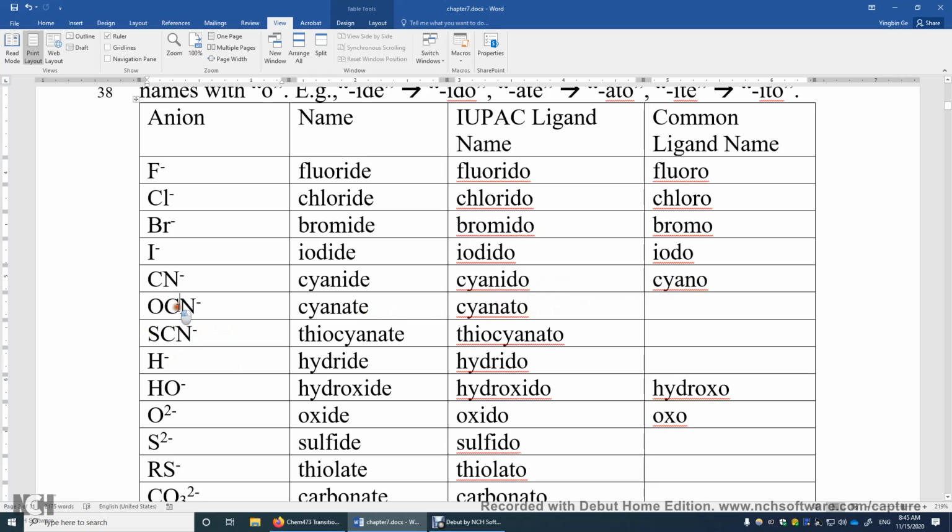SCN. So if you compare this to when we replace oxygen with sulfur, you need to add a prefix, thio. So it's thiocyanate as the general name. As a ligand, it's thiocyanato.